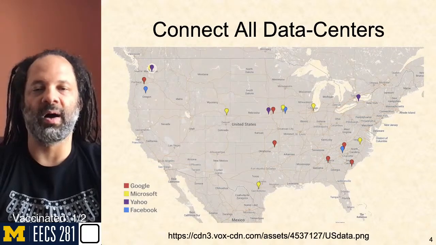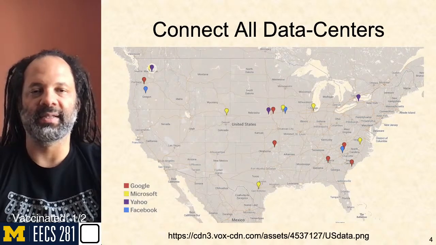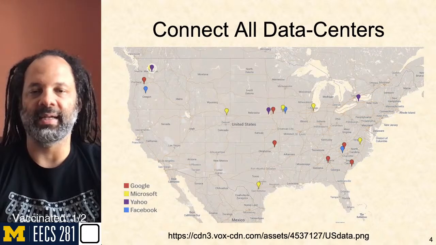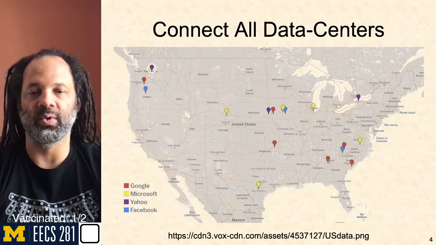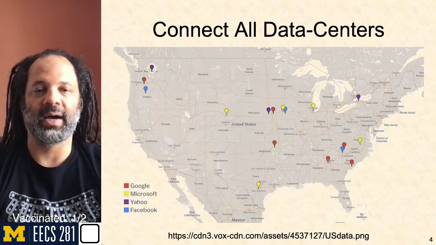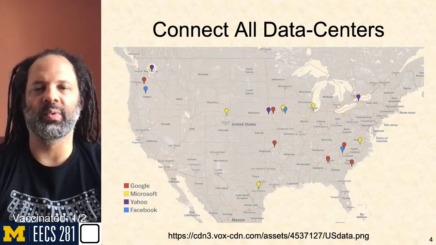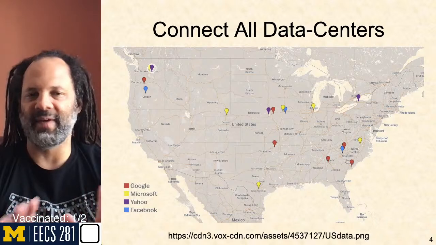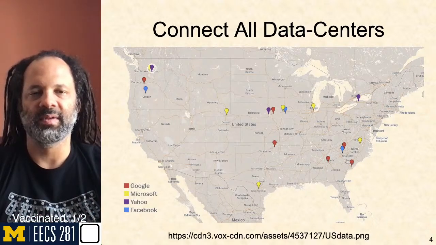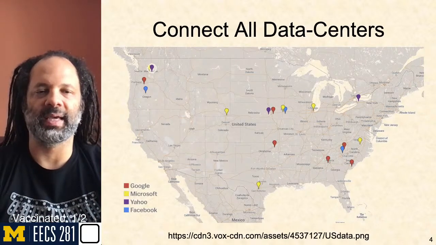Here's a small example of it. These are data centers in the United States, and they're color coordinated there. We've got Google's and Microsoft's and Yahoo's and Facebook's data centers. And these, of course, we would want to connect them as fast as possible. This requires laying fiber optic cable.